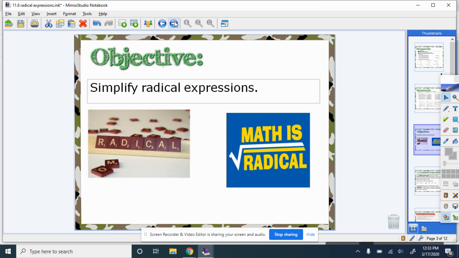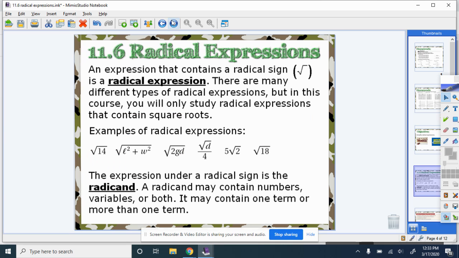All right, today we're going to practice simplifying radicals. A radical expression contains a radical symbol. There are many different types of radical expressions. For our purposes, we're only going to use square root symbols. The expression under a radical sign is the radicand.